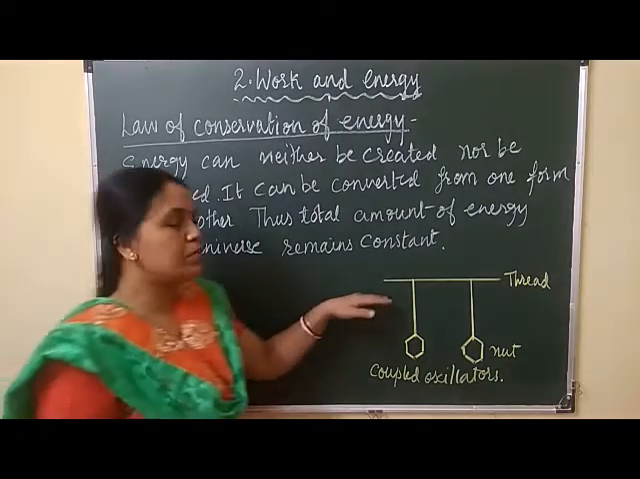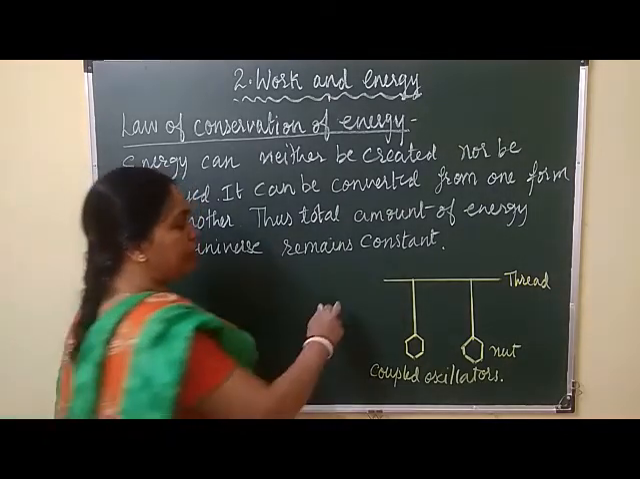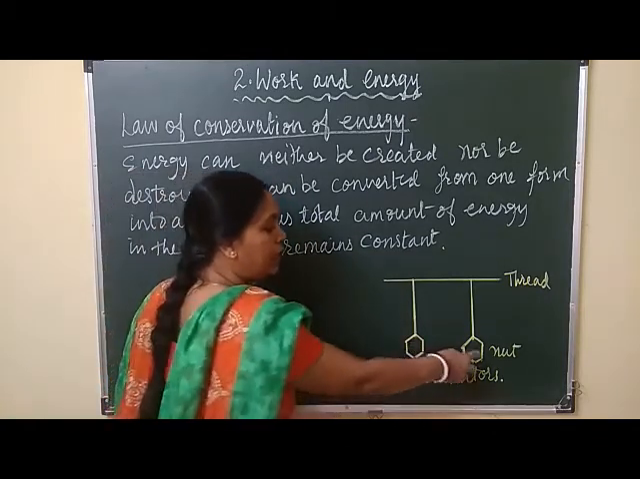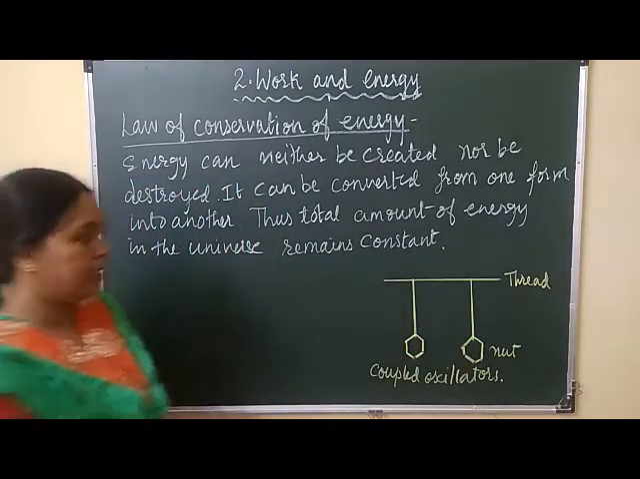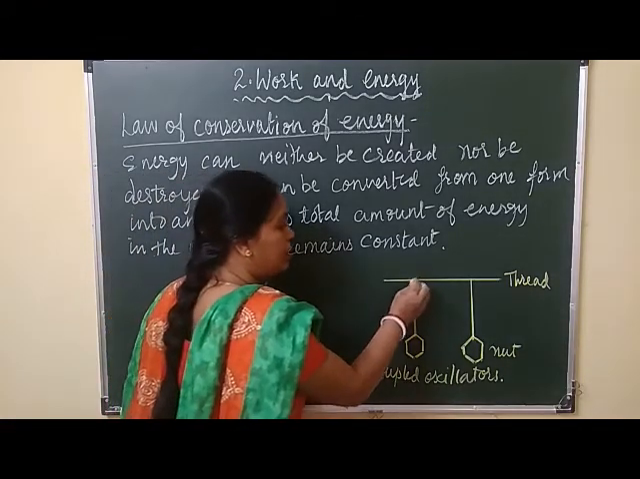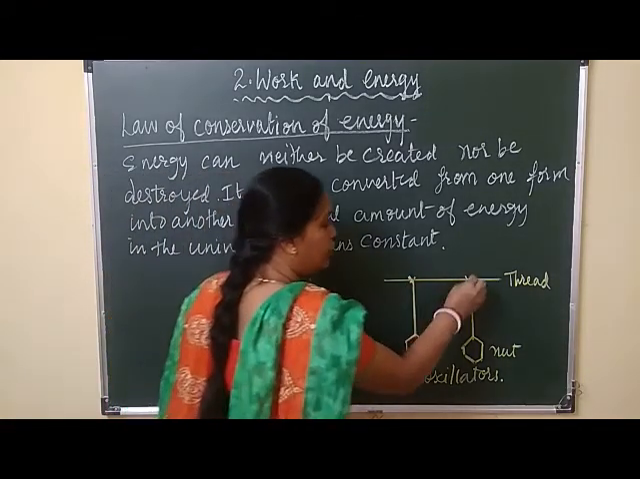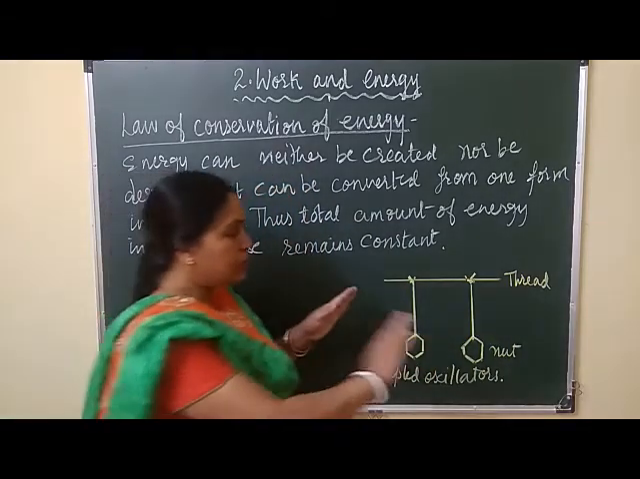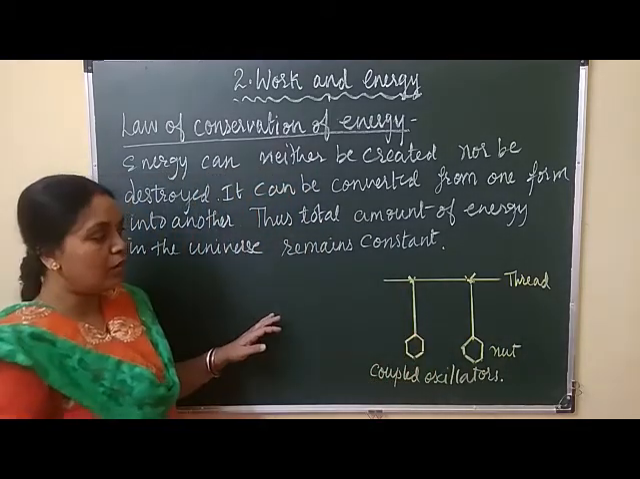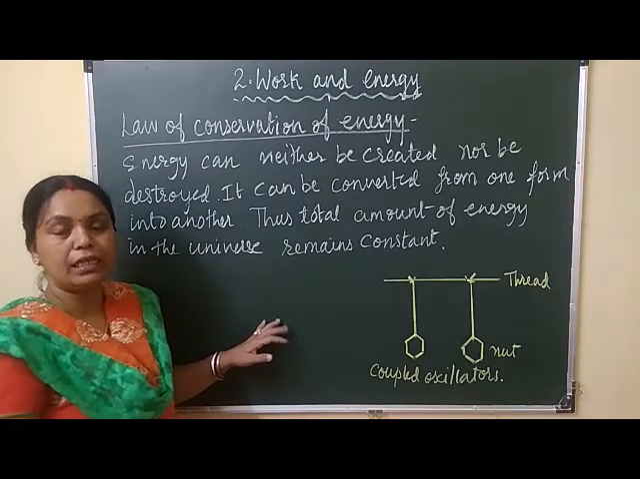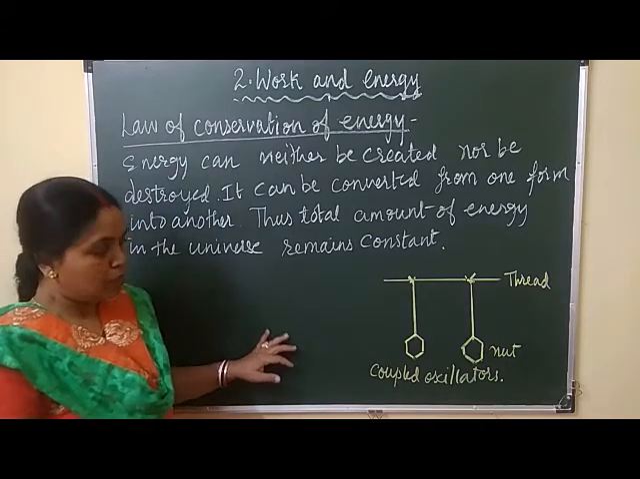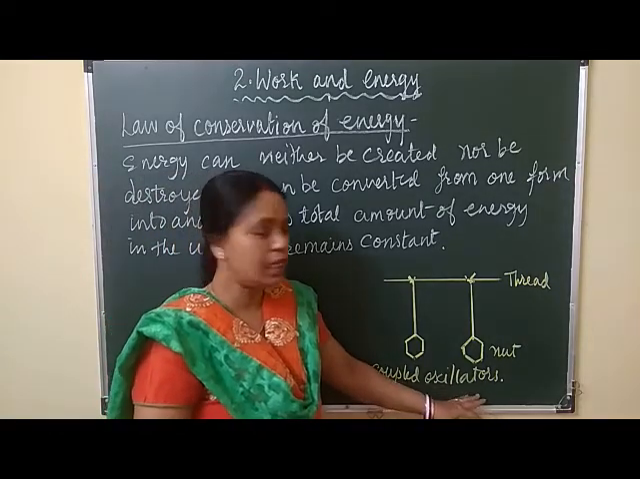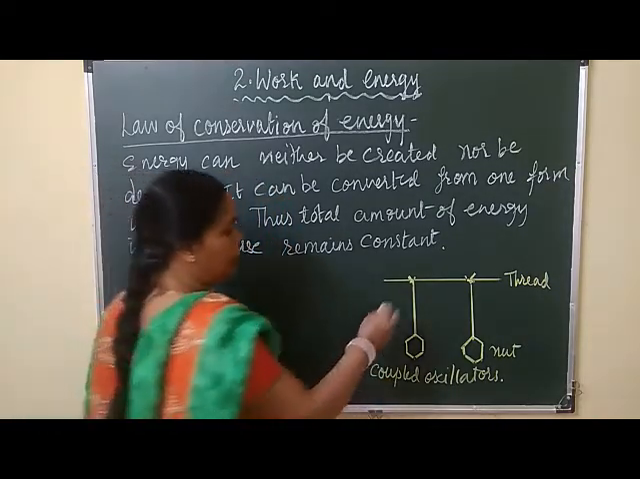For this there is a small activity. You have to take a thread and two nuts of equal size, and tie them with two knots with the same thread in such a position that they are not touching or hitting each other while swinging. This arrangement is known as coupled oscillators. Okay. Now what will you do?